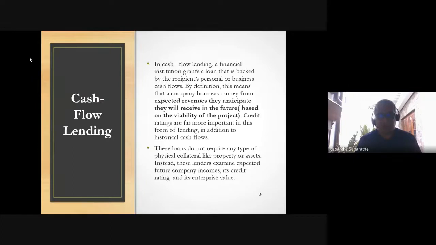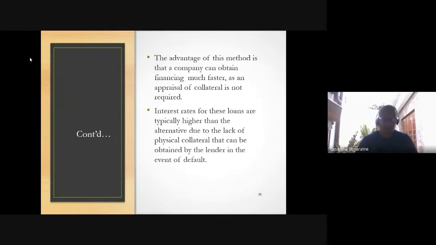These loans do not require any type of physical collateral like property or assets. Instead, these lenders examine expected future company incomes, its credit rating, and its enterprise value. So they have more focus on the future. So if your relationship is good, if your KYC is good, it will be helpful for the bank to focus on the future and consider your accommodation.